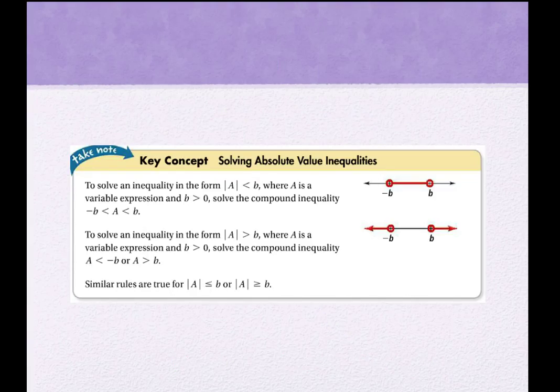Now we can do the same thing with inequalities as we did with equations. The only difference here is when we make the absolute value of A equal B, and then we make the absolute value of A equal to the opposite of B, with inequalities, that opposite of B, because we're really kind of multiplying by a negative, we're going to have to invert the sign.